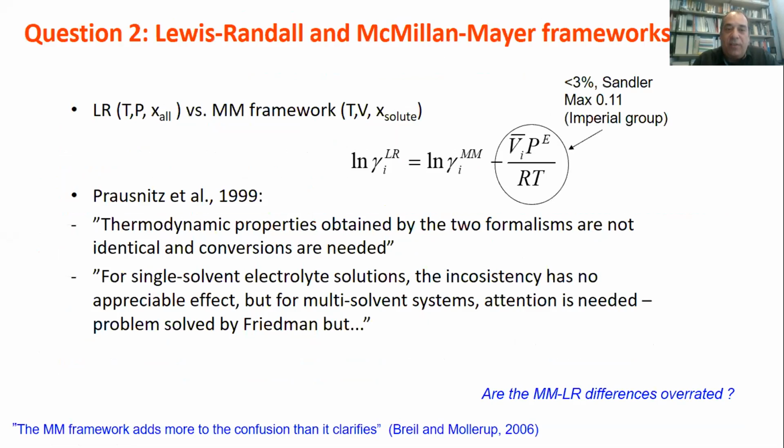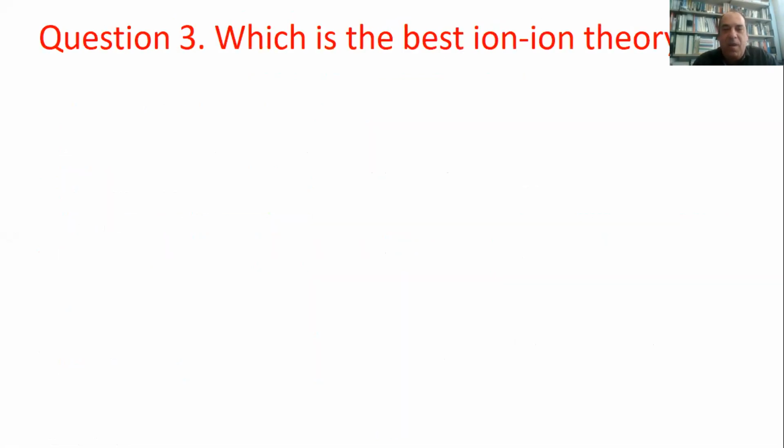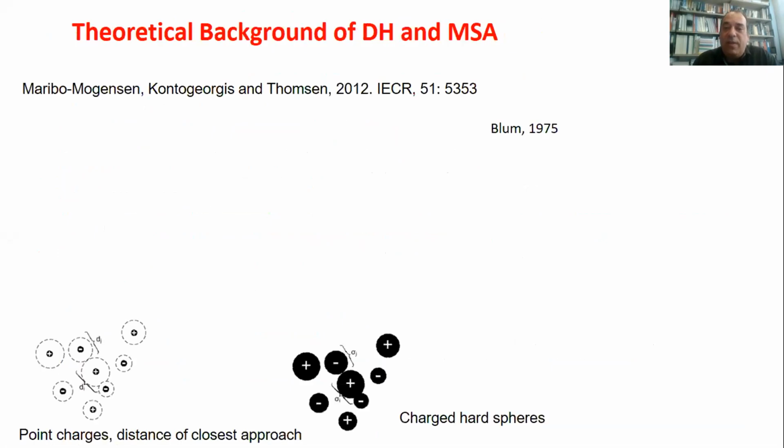Now, the second question is, when we combine an electrolyte term based on the McMillan-Mayer framework with a classical physical term based on the Lewis-Randall framework, do we need to account for corrections? We ignore them in essentially all the models. Is that important? My third question is, what is the best theory?